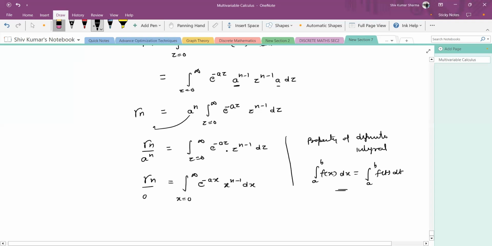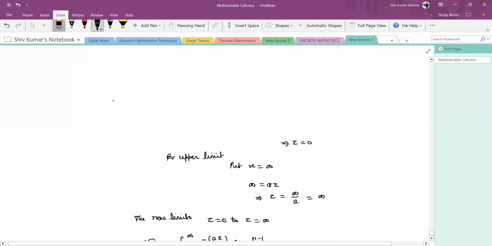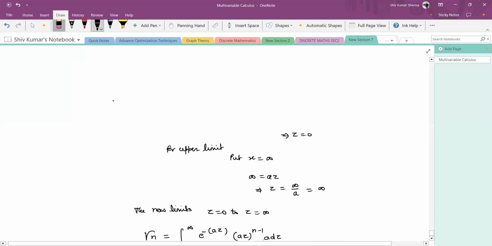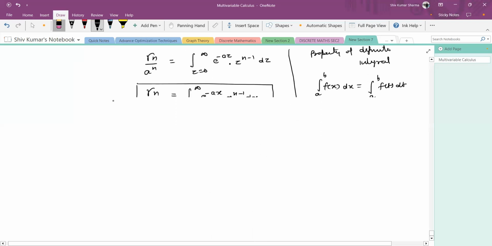So we use this definition also. Okay, so now next we have some properties. So we write down the properties of the gamma function. Properties of gamma function.